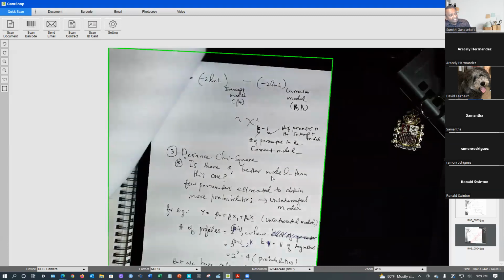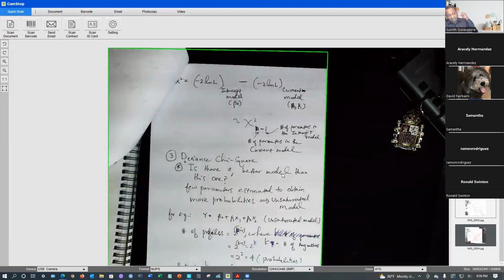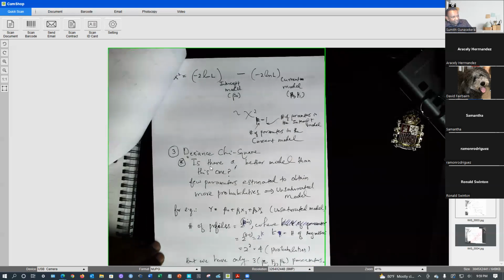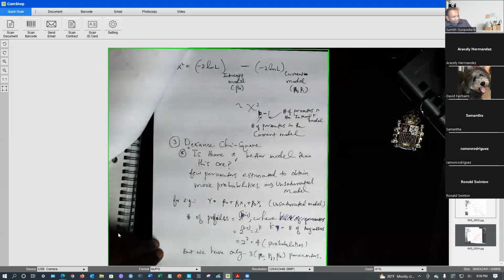Compare and contrast. And I'm going to check and see, is there a better model than my one? See, my one being compared with others, then others being compared with my one. Now I'm going to compare others with my one. Is there a better model than this one? Fewer parameters estimated to obtain more probability. See, unsaturated model. See, example. Let's see. Is there a better model than this one?